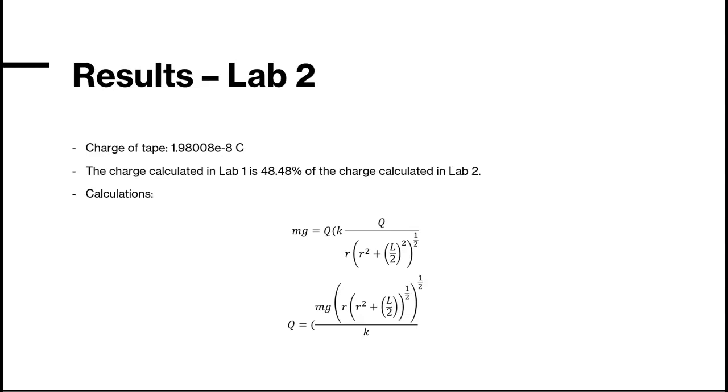In Lab 2, we altered our approach and used a line charge method for calculating the charge on the tape. By equating the electric force to the gravitational force, we were able to derive an analytical way of calculating Q. And after following those calculations, we derived the charge of the tape to be 1.98 times 10 to the negative 8 coulombs. And after doing our calculations, we found that the charge calculated in Lab 1 was about 48% of the charge we calculated just now.